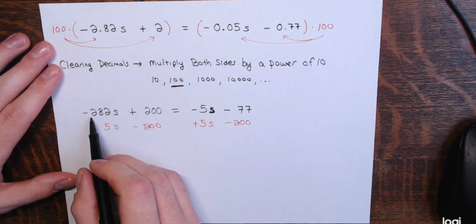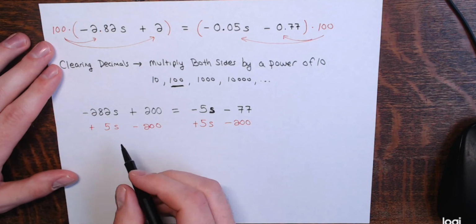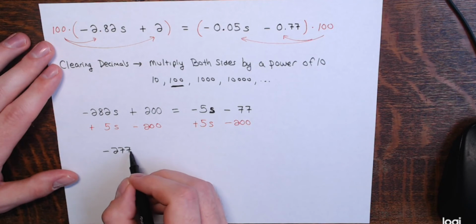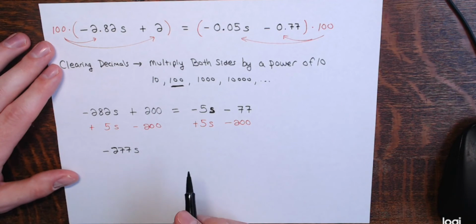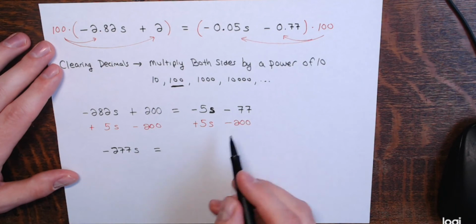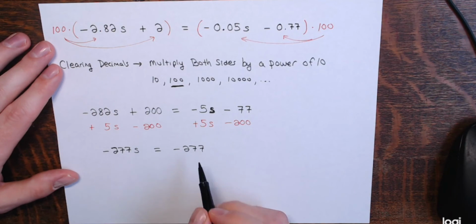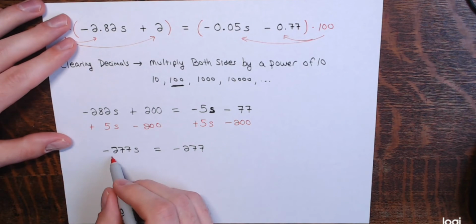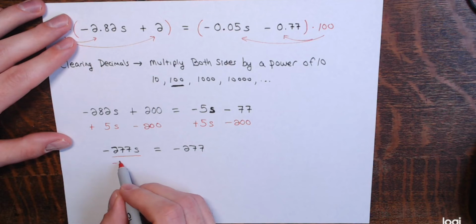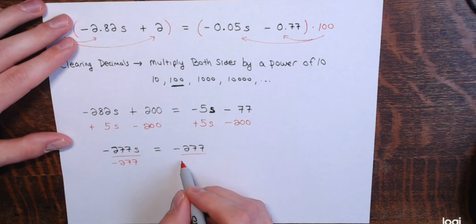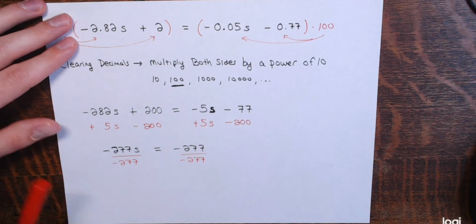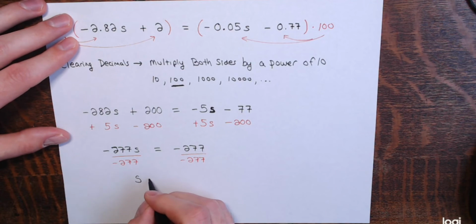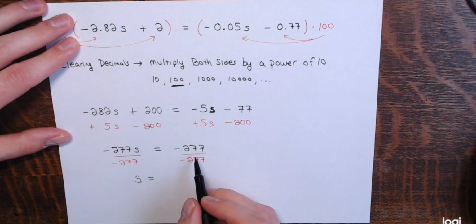Negative 282s plus 5s would be negative 277s. Negative 277s equals, and then over here, negative 77 minus 200 is negative 277. So I'm hoping it's obvious that s is 1. But let's finish it off, right? I'm going to get s alone now by dividing both sides by negative 277. And we have now s on the left, 1s equals, and then any number divided by itself is positive 1. And there you go.